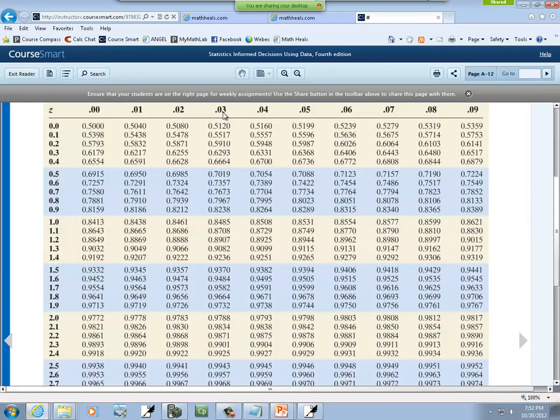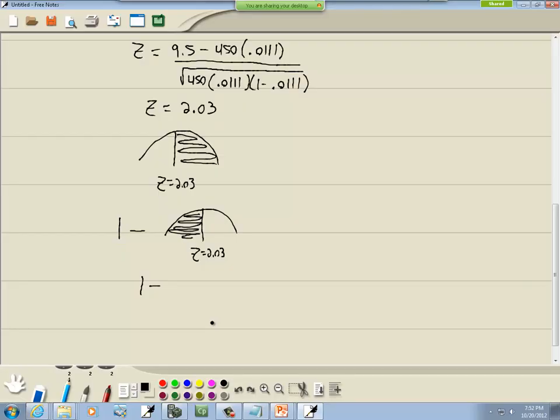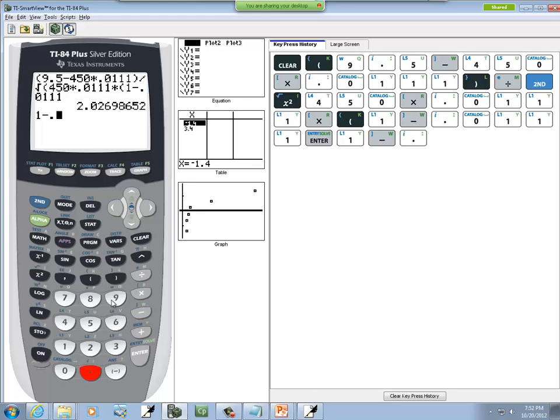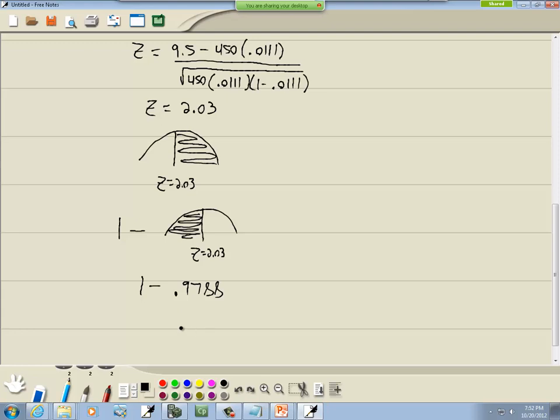Now 0.03, the 3 is in our hundredths place. I'm looking in this column, and we're looking for 2.0. So 2.0, the intersection of 2.0 and 0.03 is 0.9788. Not very good with decimals, so let me go subtract those. 1 minus 0.9788, and we get 0.0212.